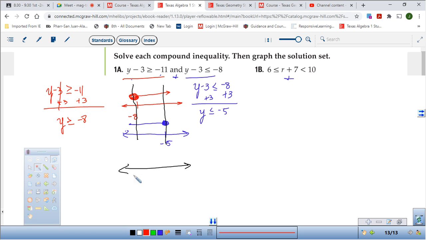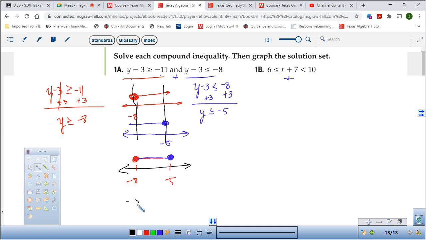What number do I have here? Negative 8. What number do I have here? Negative 5. Now, it is shaded from here, okay, all the way to here, right? So that's your answer. That is your answer where they overlap each other. Final answer. I guess I'll do them back.